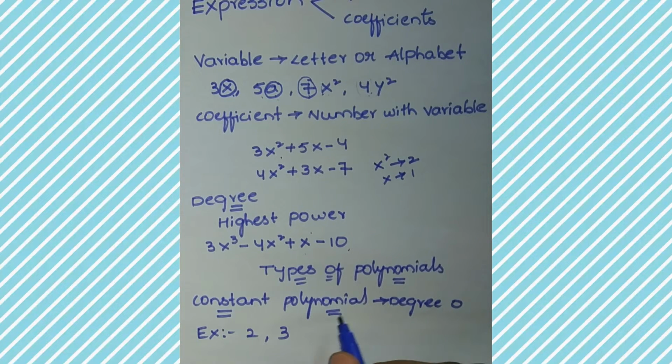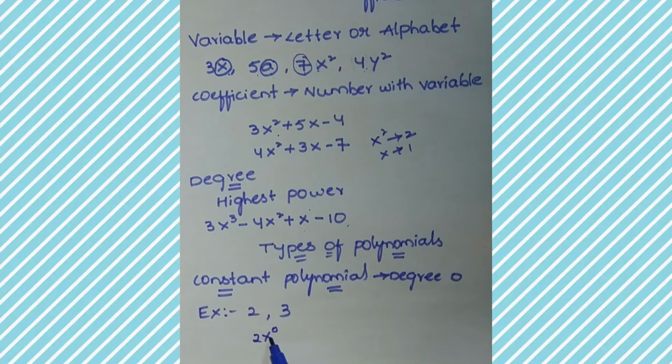First is constant polynomial. What is a constant polynomial? A polynomial is said to be a constant polynomial if it has degree equal to 0. For example, 2. It has degree equal to 0. 2 can be written as 2x power 0. Here, the power of x is 0. So, the degree is equal to 0. So, 2x power 0 is nothing but a constant polynomial. 3 is also a constant polynomial.